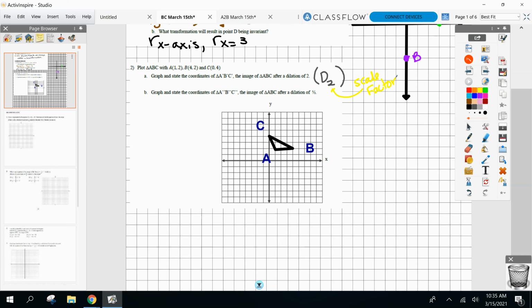And a reminder, here you go. If the scale factor, I'm just going to put SF, is greater than 1, I'll have what type? Enlargement or reduction? Enlargement. So if your scale factor is bigger than 1, that is equal to an enlargement. If your scale factor is between 0 and 1, you'll have a reduction.